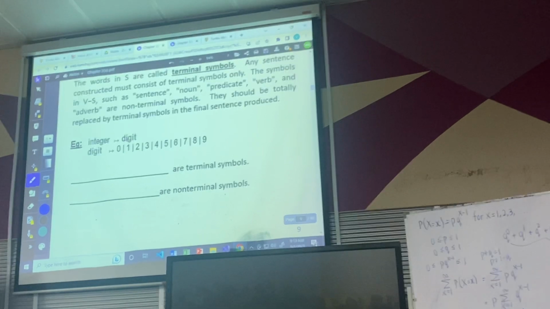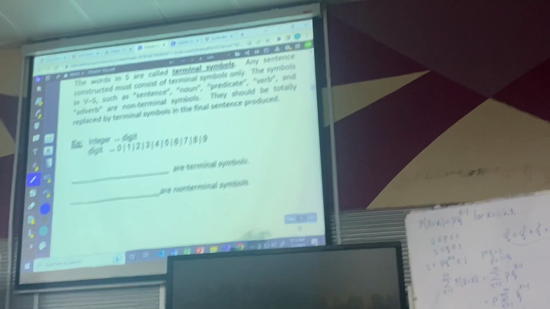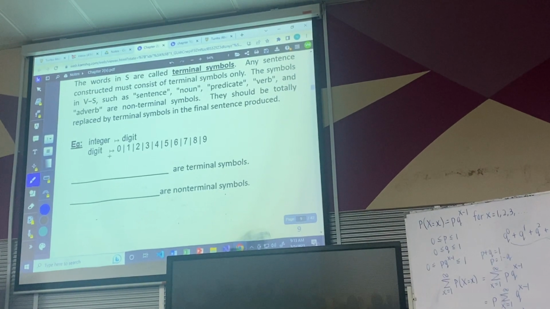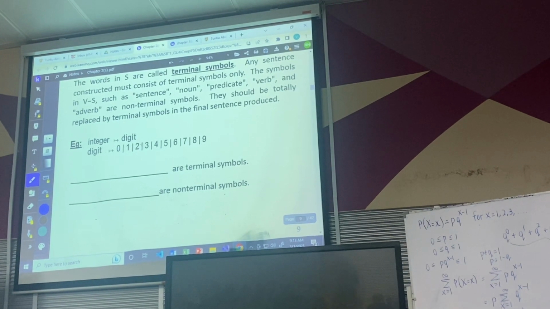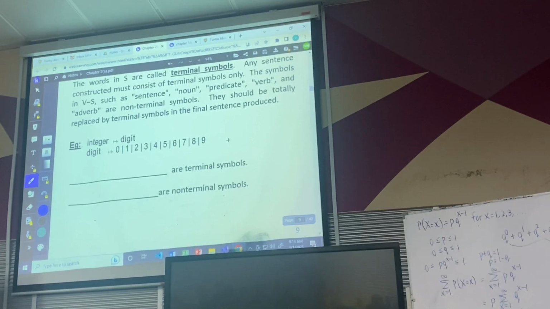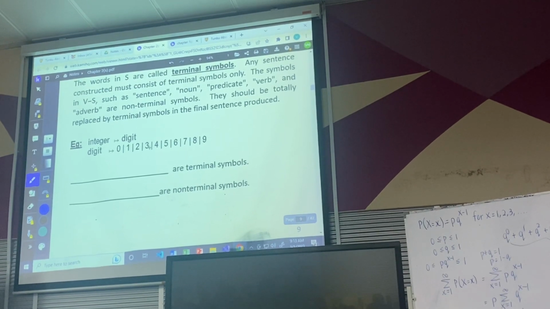It depends on what the digits are. This one is the example of the digit. You replace the digit with a 0 or 1 or 2, until 9. So all these are examples of the digit.